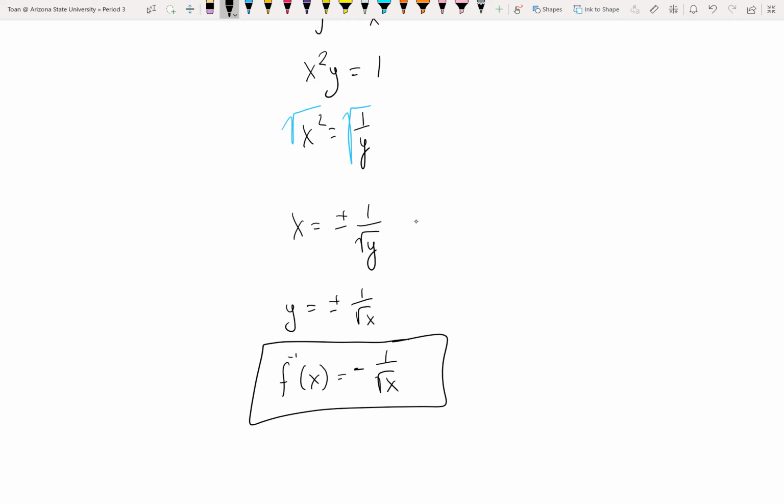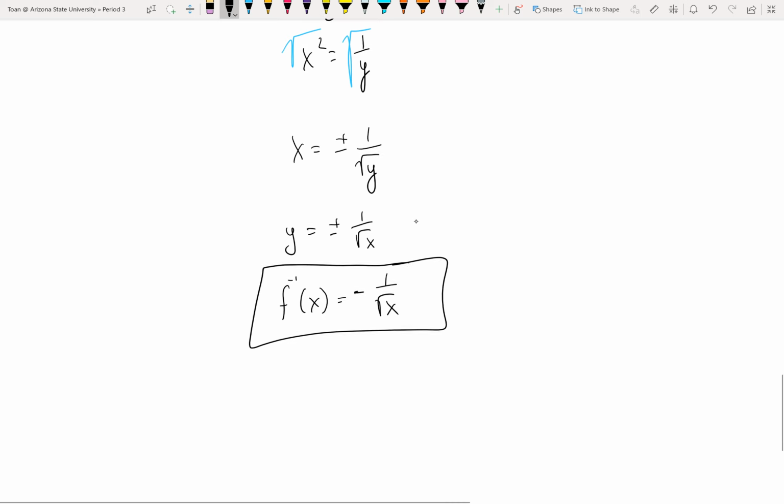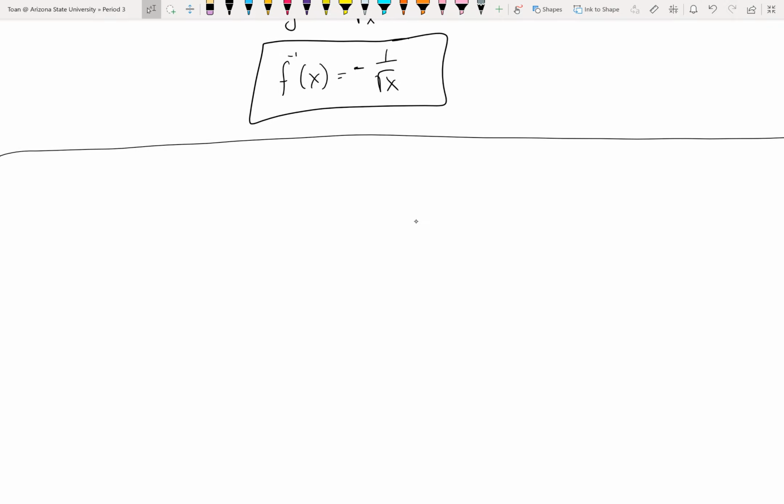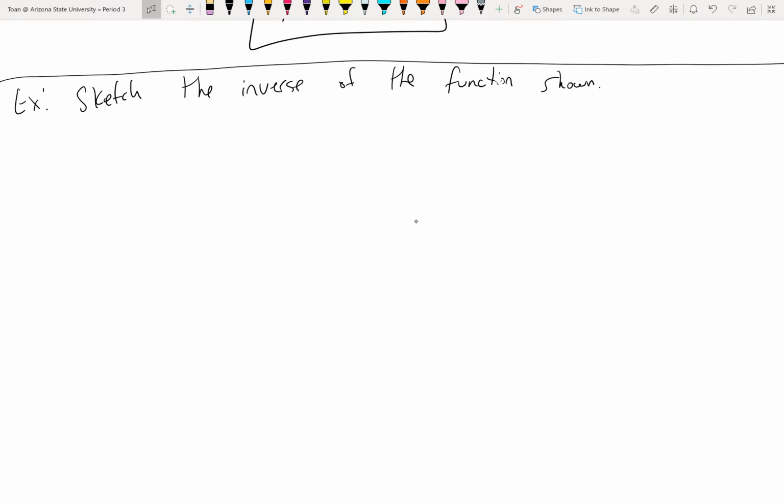Alrighty. The last thing inverses can do is help us sketch. So a question that you might see on a quiz or test, or you'll definitely see on the assignment, is sketch the inverse of the function shown. Right? So they're not going to give you an equation, but rather they're going to give you a picture and ask you to invert it. How would we do that?